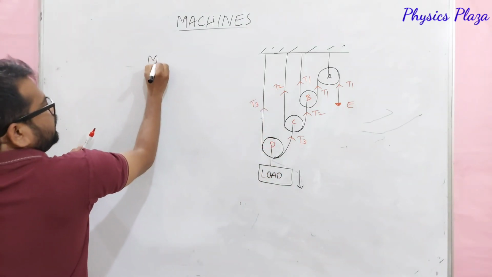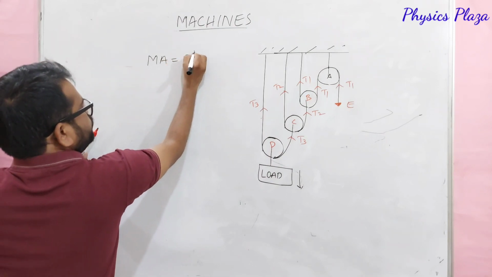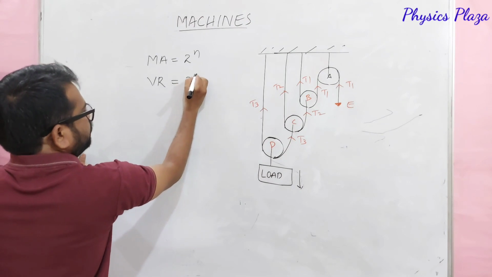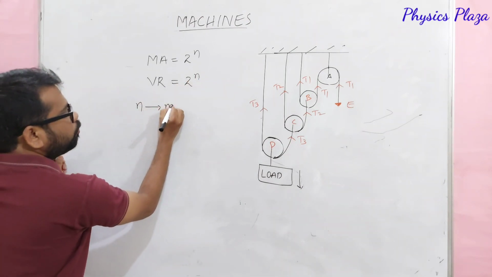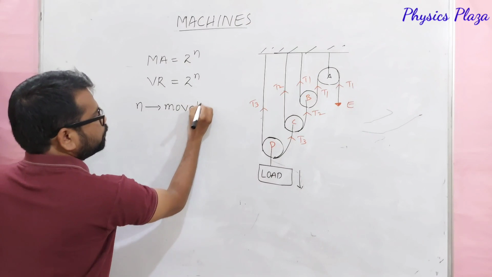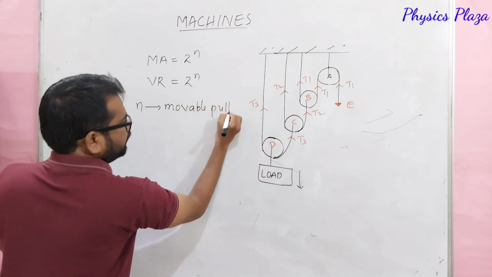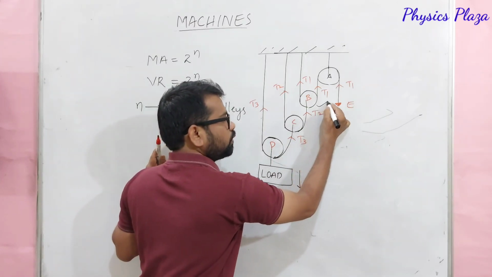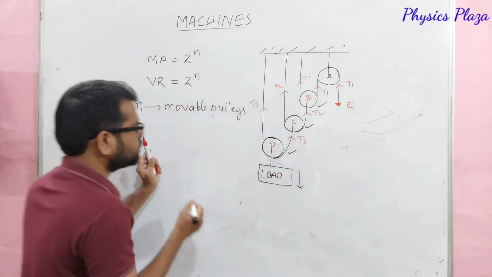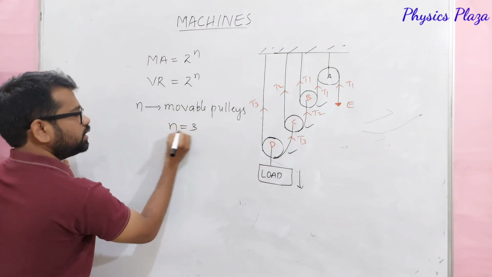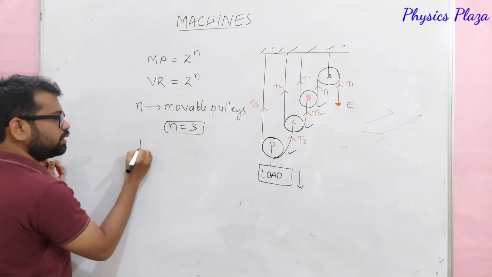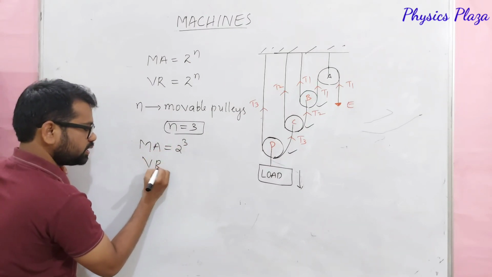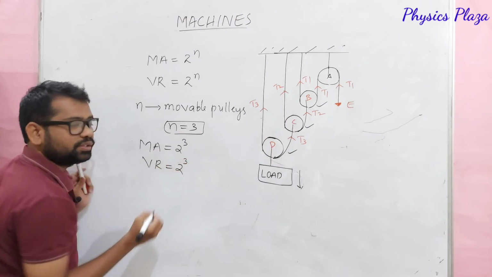So here mechanical advantage is equal to, we have the formula, 2 power n only, and velocity ratio is also 2 power n only. n is the number of movable pulleys. It's very important: the number of movable pulleys. So in this case, how many movable pulleys are there? 1, 2, 3 are there. So here n is equal to 3. So what is the mechanical advantage then? Mechanical advantage is equal to 2 power 3, and velocity ratio is also 2 power 3 only.